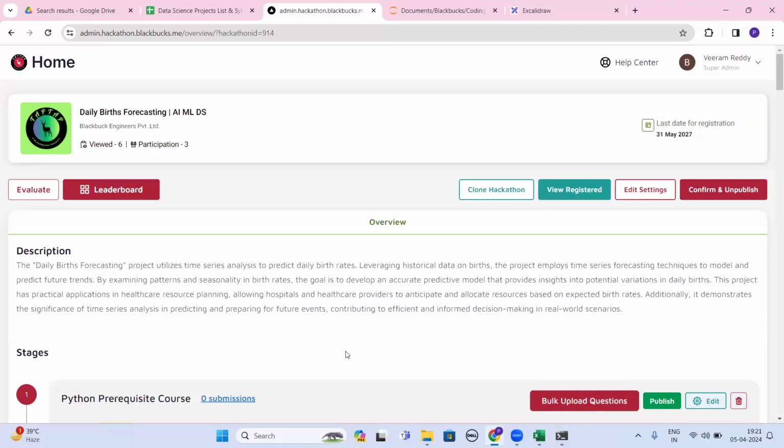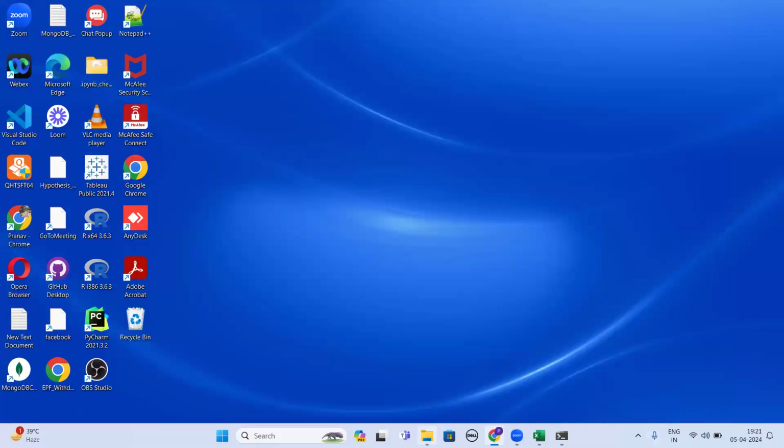And now after this is done, the next portion with which we are expected to move ahead is revolving around this part, 914. Let me show you the data.